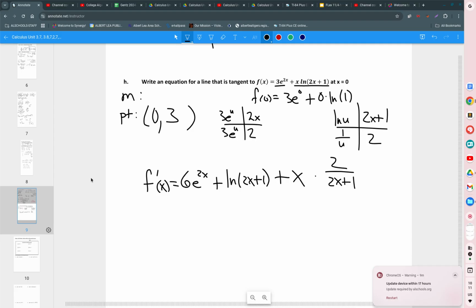The goal of this problem is to write an equation for a line, so don't worry about simplifying anything at all. All I'm going to do is plug in what? 0 for x. And so I have e to the 0 is 1, times 6 is 6. 2 times 0 is 0, plus 1. What's the natural log of 1?